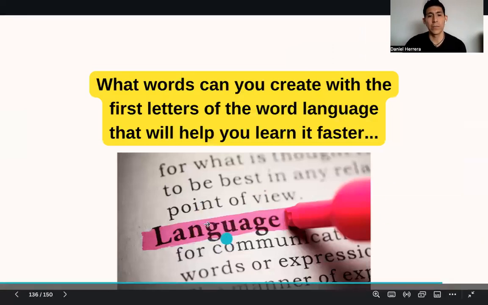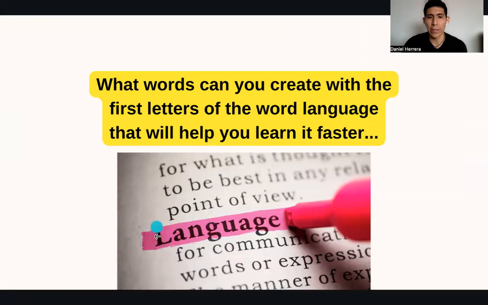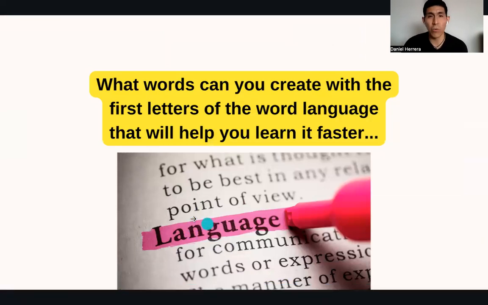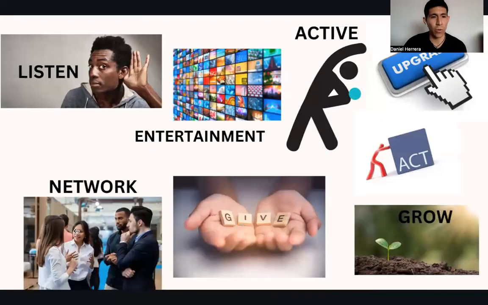G. So that's grow, right? So recapping, what is this one? L is for listen, A is for active, N is for network, G is for grow, you're growing. U, let's see, U is for upgrade. You're upgrading. It's similar to grow, but I still wanted to add it in there because you're upgrading your CPU, if you will. You're upgrading your operating system.